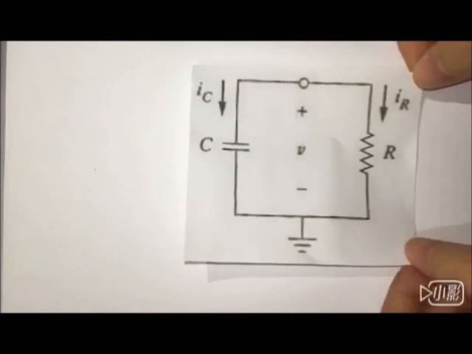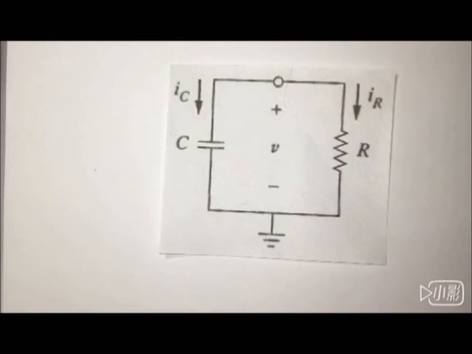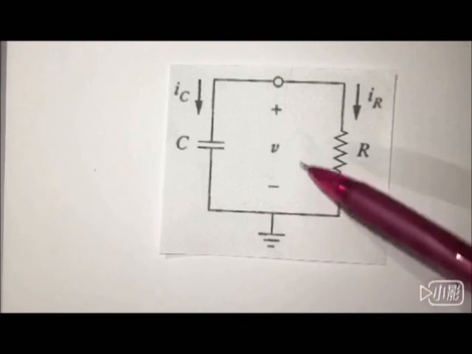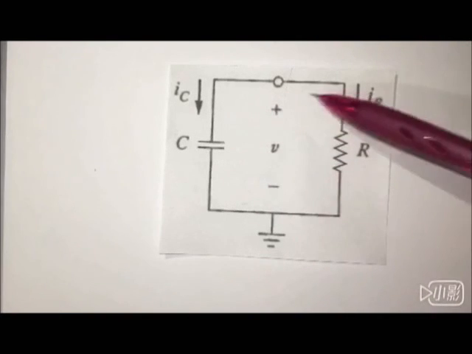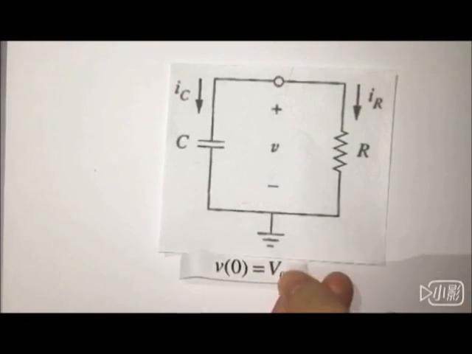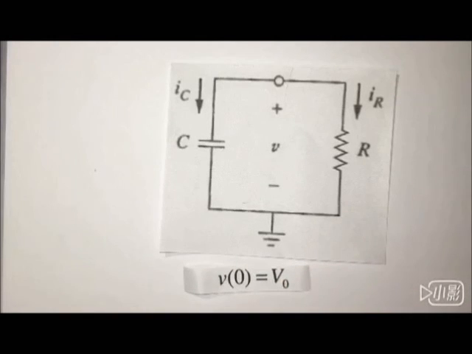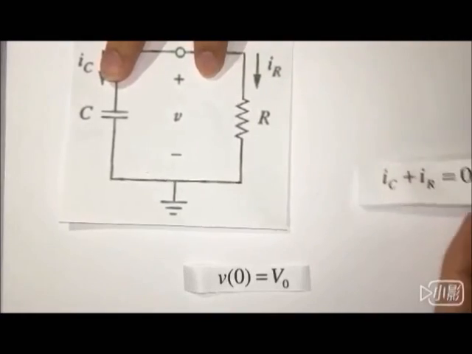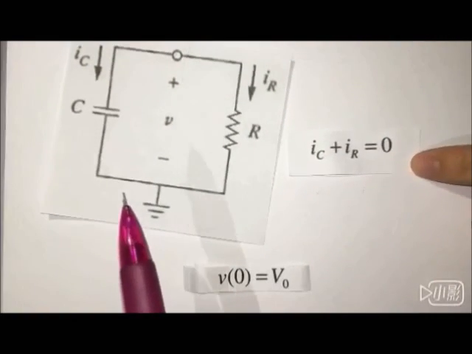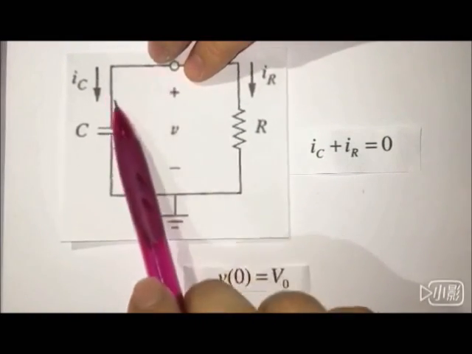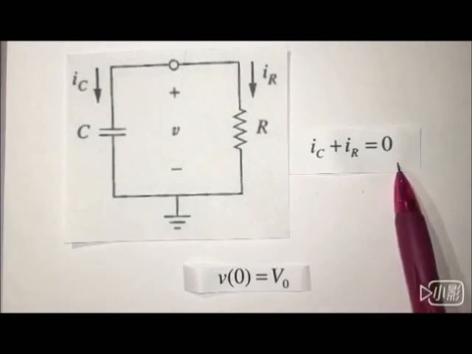Hello everyone, today we are going to discuss the RC source-free circuit. Here is an example of the RC source-free circuit. V(0) is equal to V0. By applying KCL, which is Kirchhoff's current law, IC plus IR is equal to 0.